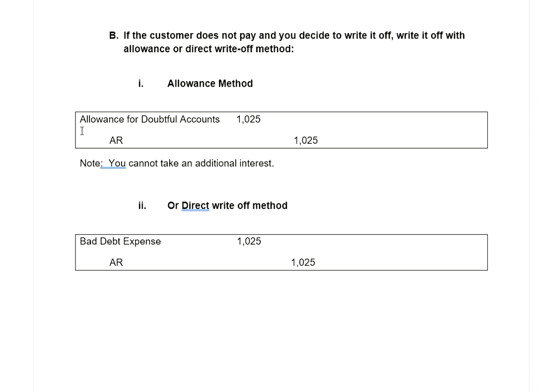So if we're using the allowance method, I will debit allowance for doubtful accounts for $1,025 and credit accounts receivable for $1,025. Or the direct write-off method, I would debit bad debt expense for $1,025 and credit accounts receivable for $1,025.